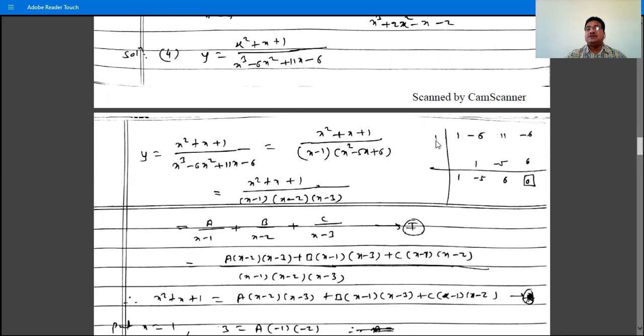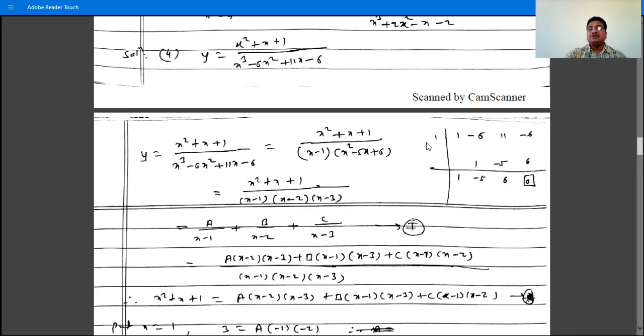The multiplication of these two is what? 1 into 1 is 1, right at this place. And minus 6 plus 1 becomes minus 5. Then write the multiplication of 1 and minus 5 at this place, that is minus 5. And then 11 and minus 5 addition is 6. Then 1 into 6 becomes 6 at this place, and 6 and minus 6 becomes 0. So for 1 we have 0 at this place.